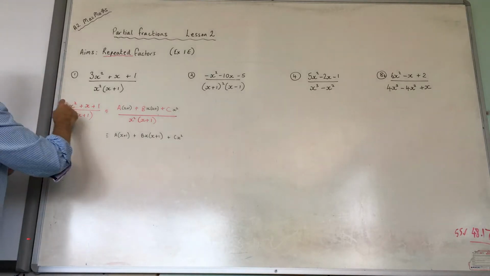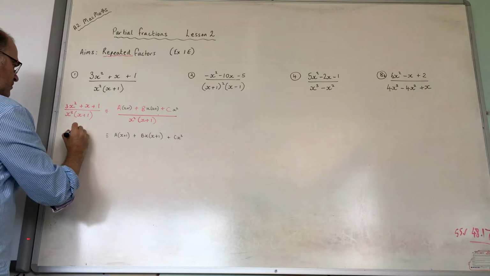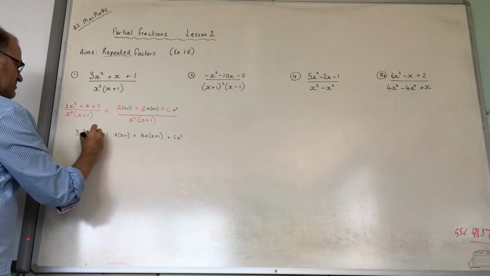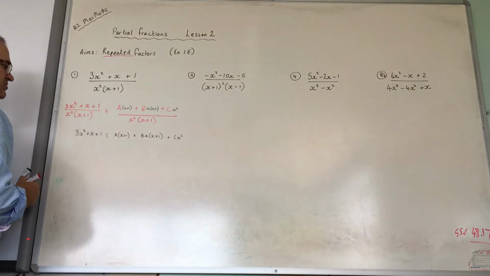Okay, so now we're saying that this top must be equal to this here. So this is our 3x squared plus x plus 1 must be equal to that. Okay, and now we're in business, so I'll do alternate colours. Why? Just because it looks pretty.